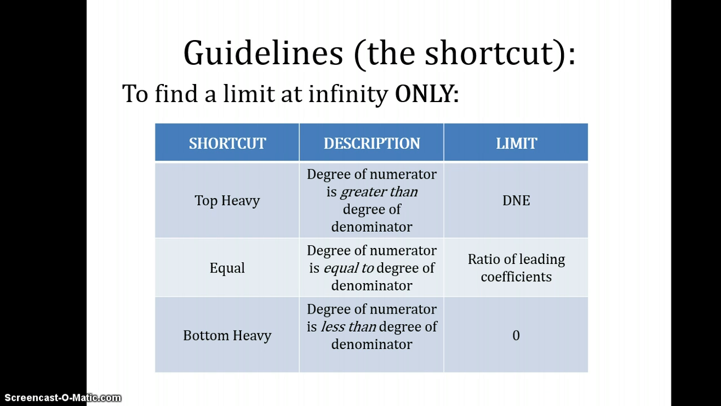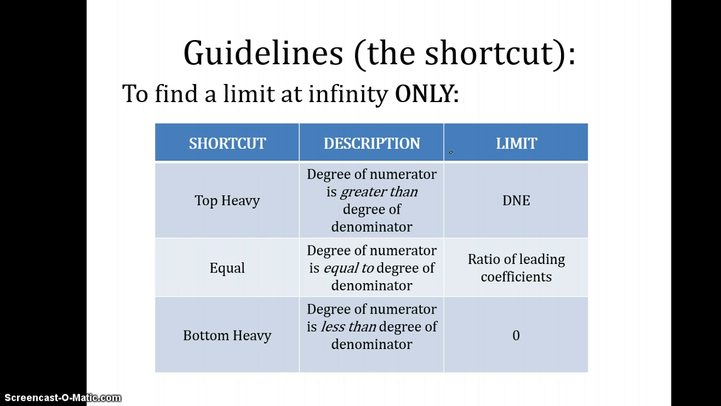Okay, the nice simple shortcuts for finding a limit at infinity only. So a rational function will fall into one of 3 categories. We describe it as top-heavy, equal, or bottom-heavy. Top-heavy, degree of the numerator is greater than the degree of the denominator. Equal, degree of the numerator is the same as the degree of the denominator. Or bottom-heavy, the degree of the numerator is less than the degree of the denominator.